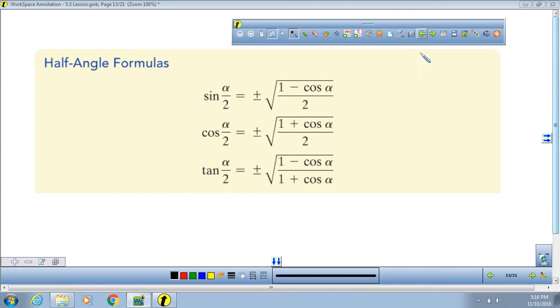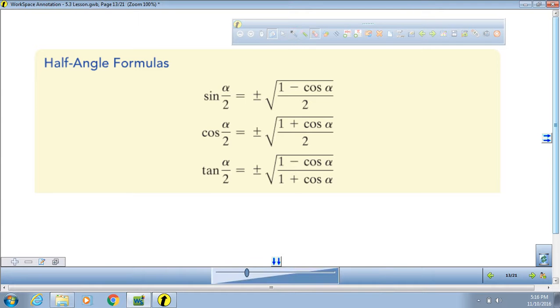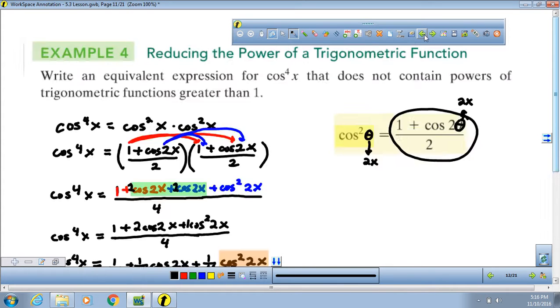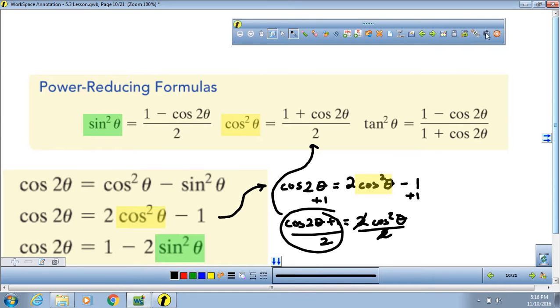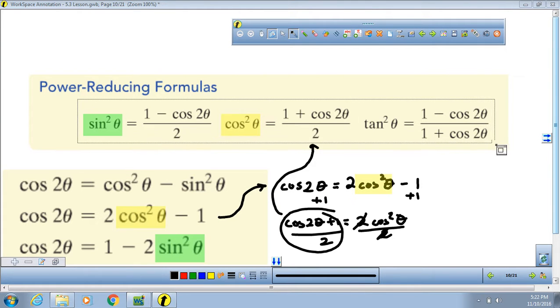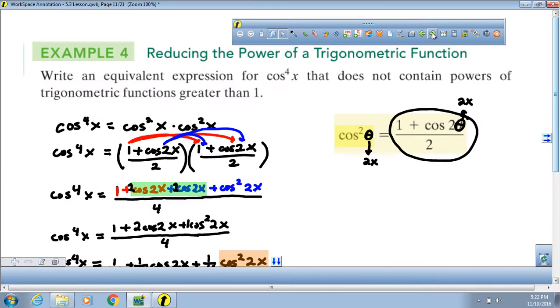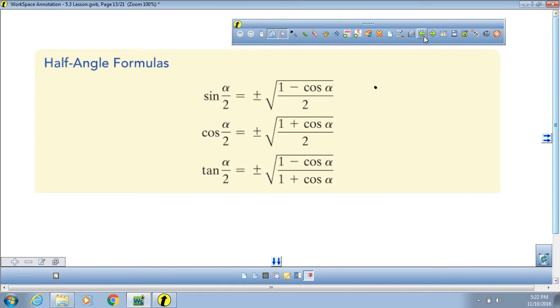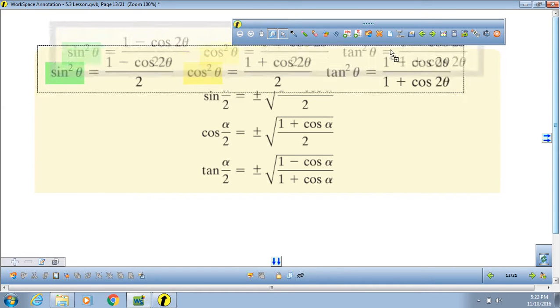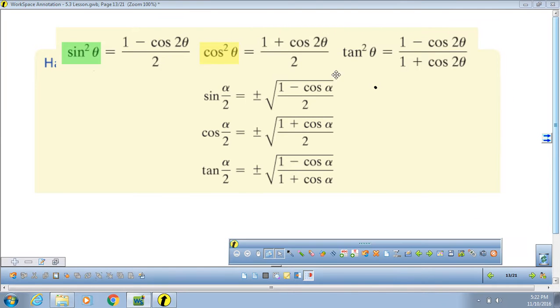Now, these are called half-angle formulas. You remember the formulas that we had? Let me write them down, the formulas on the previous slide. For the power reducing, we got these 3 formulas, right? Oops, it went too far. I want you to look at those 3 original formulas.